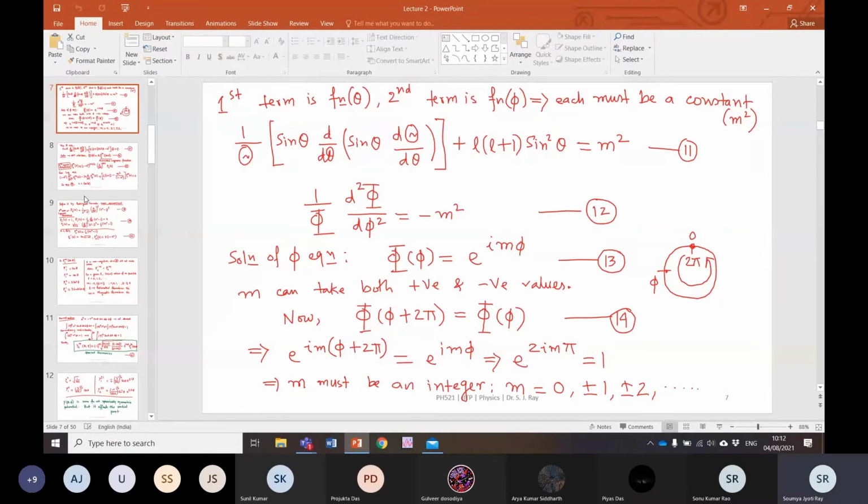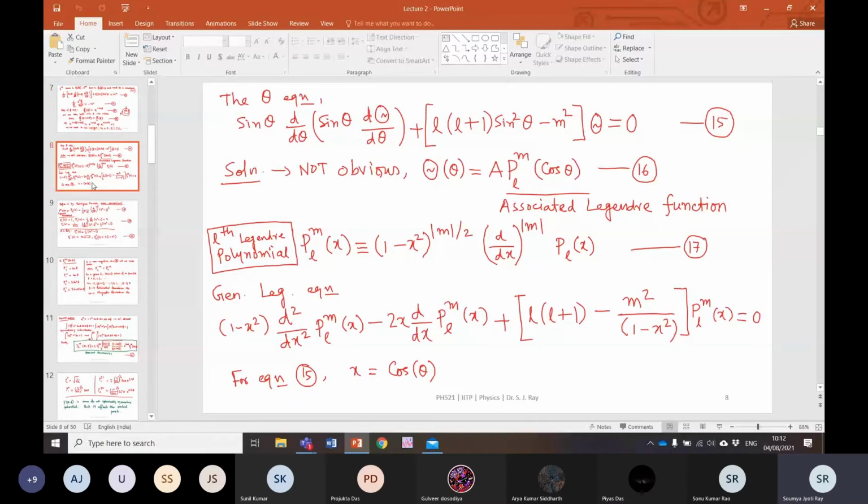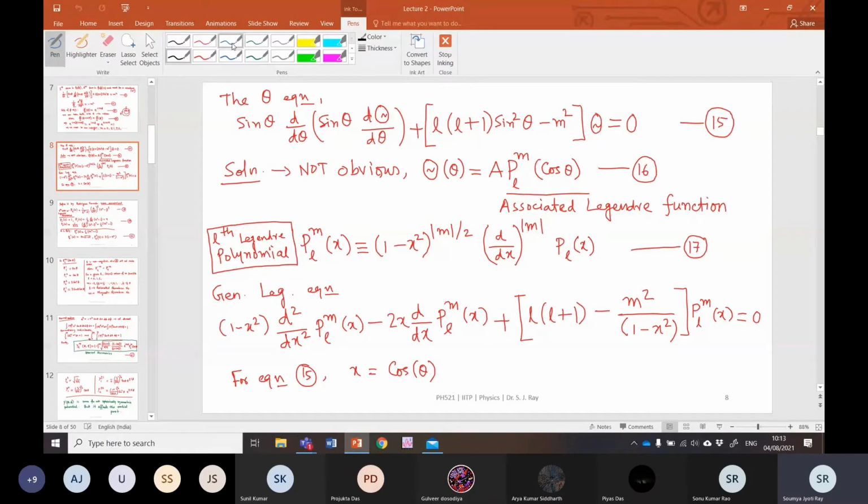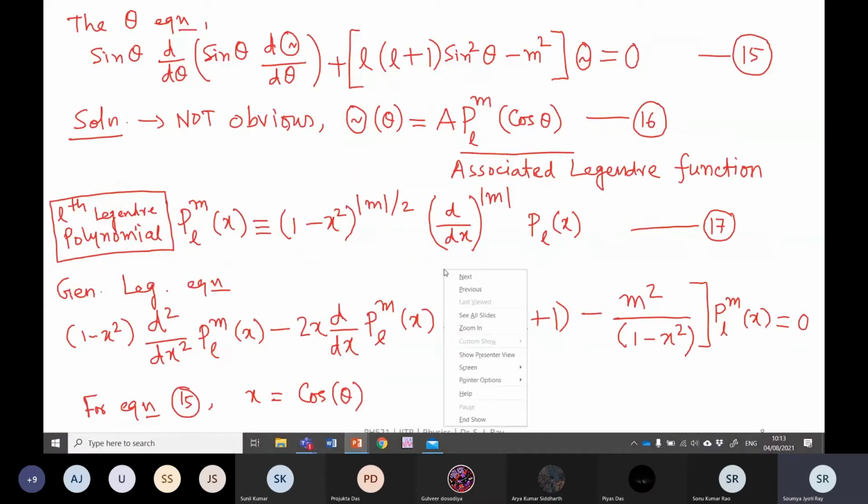The reason is that the form of the theta equation is similar to that of the Legendre differential equation. So we have seen that equation number 15 is the particular form of the expression that comes for the theta part, and the solution will be the Lth order associated Legendre polynomial, that is PLM. And then we discussed how these things can be derived.